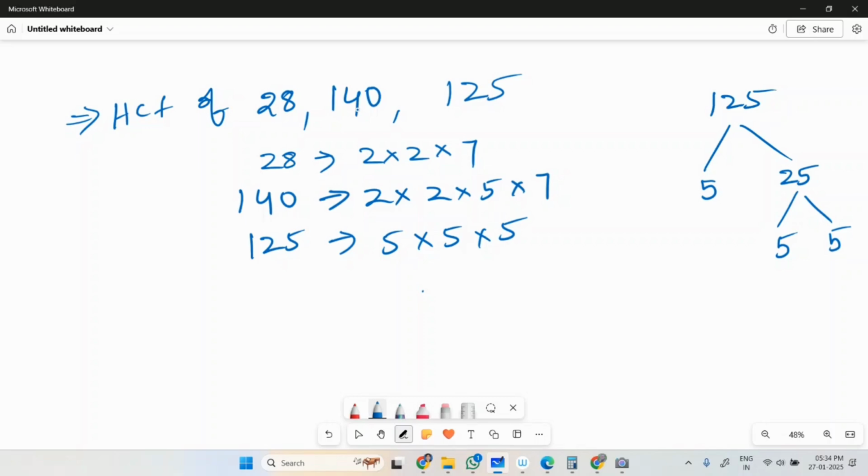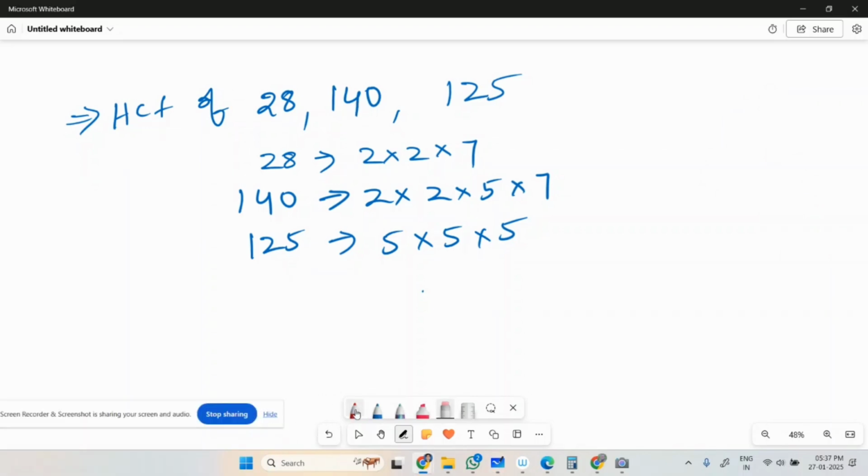Now find out the HCF. We have found all the prime factors here. Now you have to figure out the common factors. Prime factors of 28, 140, 125. Let's see the common factors among all three numbers. Do you have any common factors among all three numbers? No. 2 is not there in all three numbers. 7 is not there in all three numbers. 5 is not there in all three numbers.